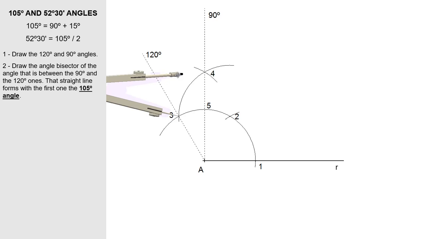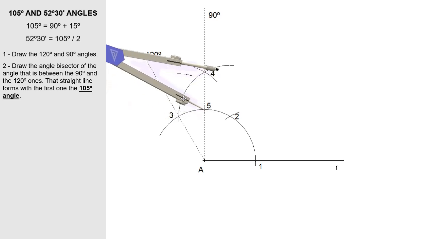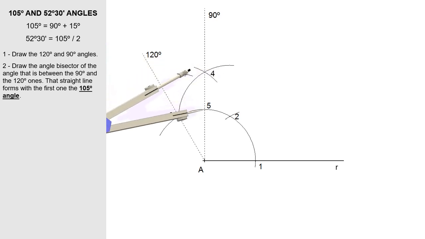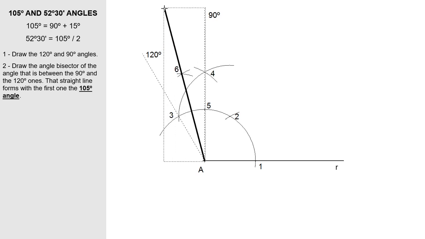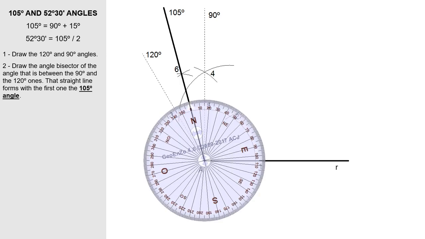Using points 3 and 5 as centers and the same radius, the one we want, we draw two arcs that meet at this point 6 that belongs to the angle bisector of the 30° angle. So the semi-straight line that starts at A and goes through point 6 forms the 105° angle with semi-straight line R. I check it, here it is, the 105° angle.